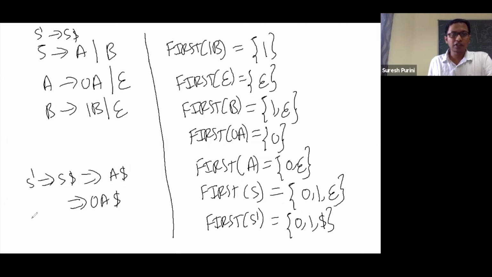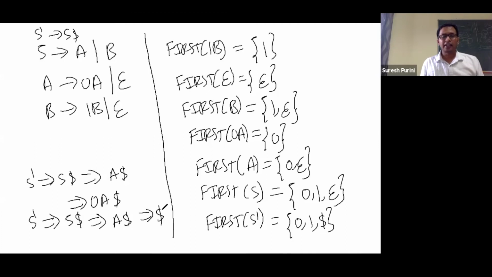But how about dollar? Let's start from S prime. S prime goes to S dollar, and S goes to A dollar. We can replace A with epsilon, and we'll get dollar. So dollar is also present in first of S prime. We use the ideas from this example to come up with an algorithm to compute the first of various alphas later on in the next class.